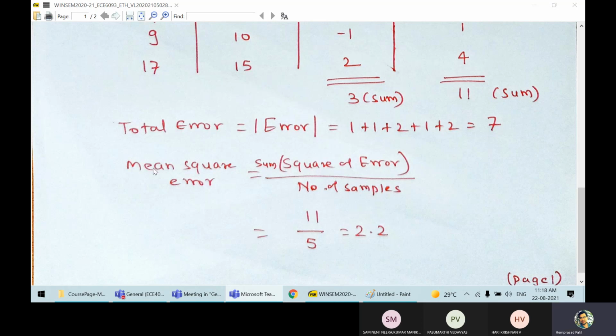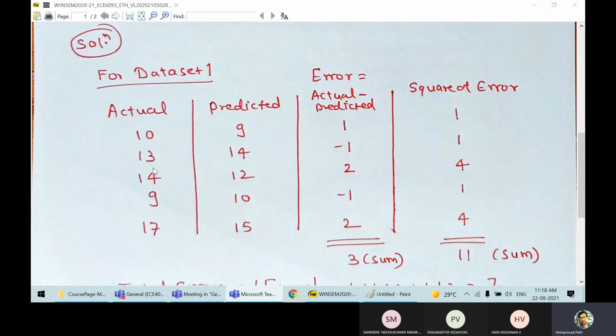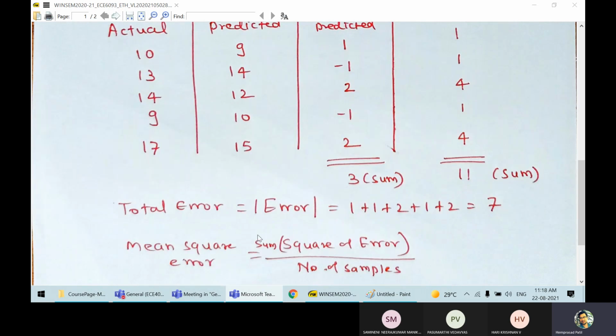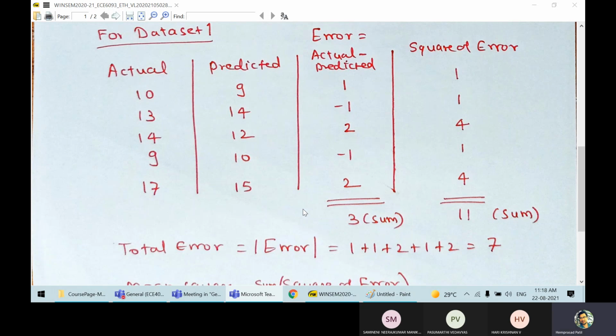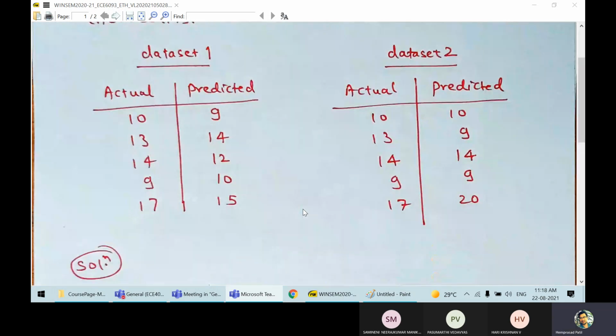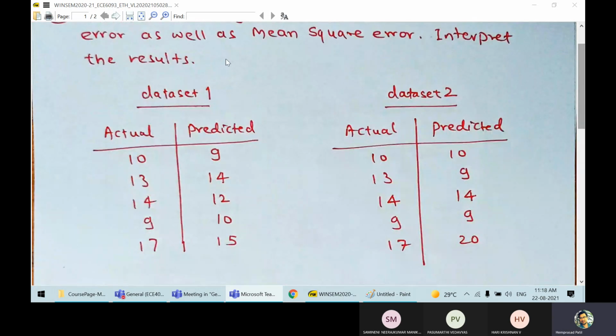For data set 2, repeat the same process. Try to find out the error, square of error, total error, mean square error. Then we will discuss the solution. Here are the values for data set 2. All of you please solve it quickly.